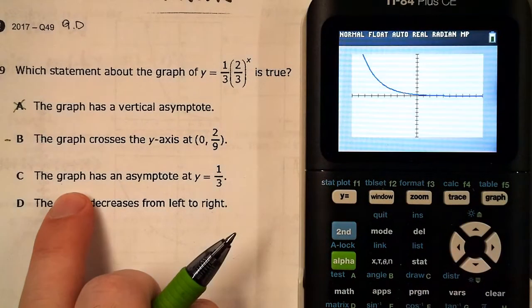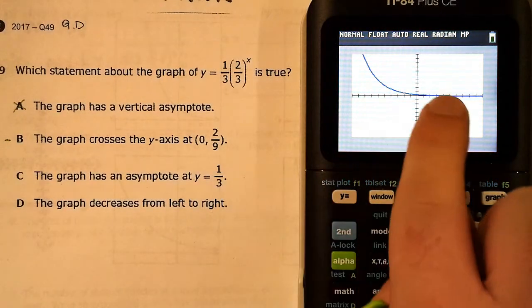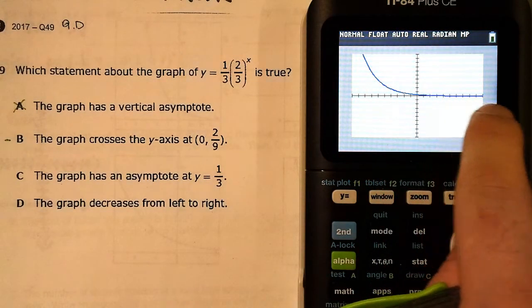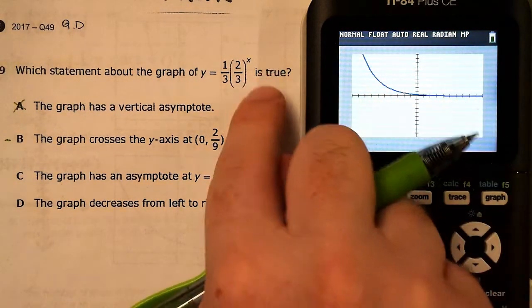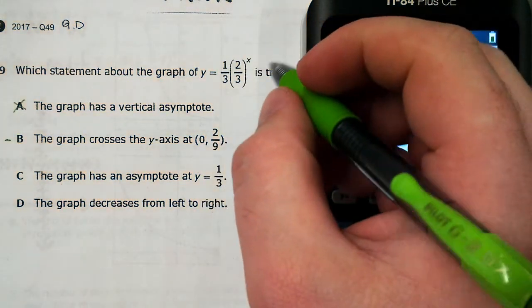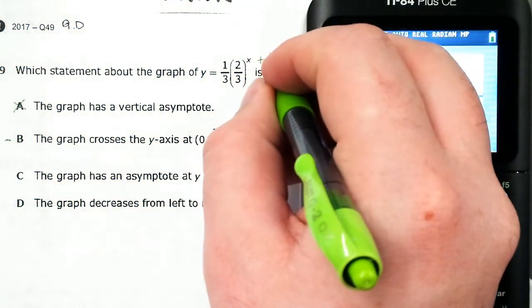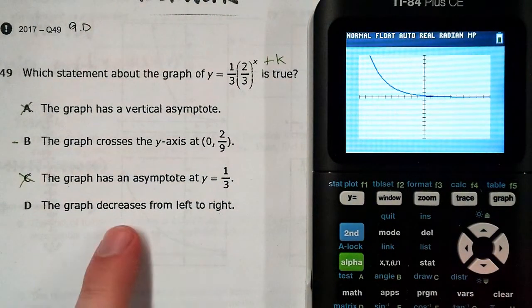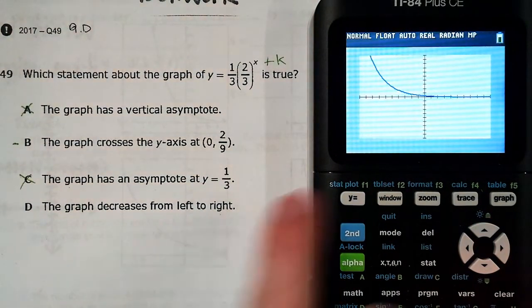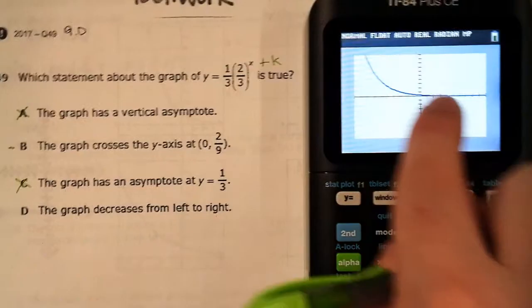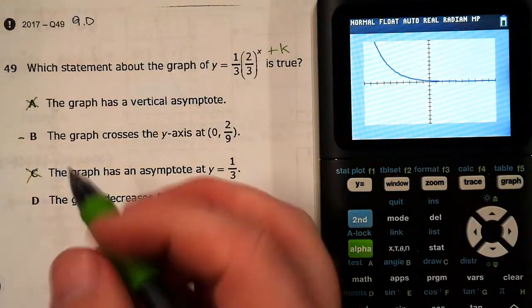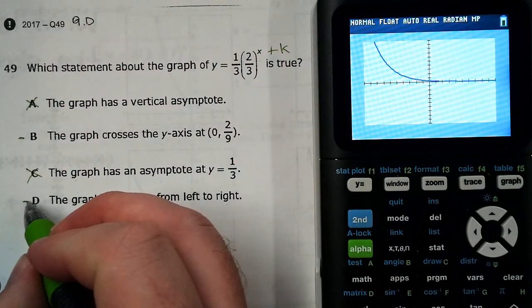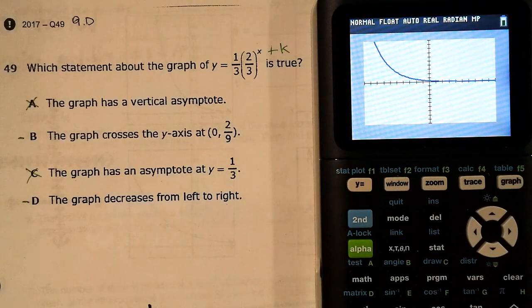C says the graph has an asymptote at y equals 1/3. Well, it looks like it's going to be at y equals 0, and we don't have a plus 1/3 because the k would be the asymptote, so it's not C. And then D says the graph decreases from left to right. Well, it does look like it's decreasing left to right. So let's take a closer look at B and see if that's where the intercept is.